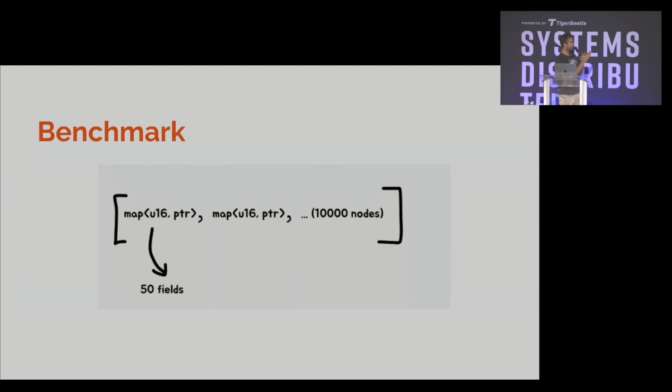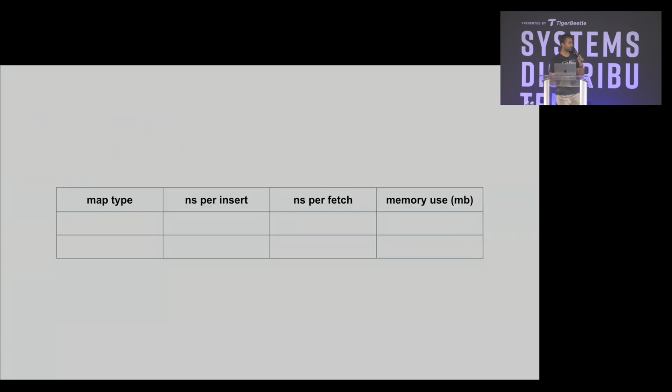OK, so let's just define a benchmark. Let's say we have 10,000 nodes in this Figma file, and each of these nodes is a map like the one we were talking about in the last slide. And in this small map, let's say we have 50 fields. Let's try a couple of obvious maps that we all would use, and what we were using earlier in our deserialization library. Let's start off with a hash map. We have benchmarks on the nanoseconds per insert, nanoseconds per fetch, and the memory use in megabytes.